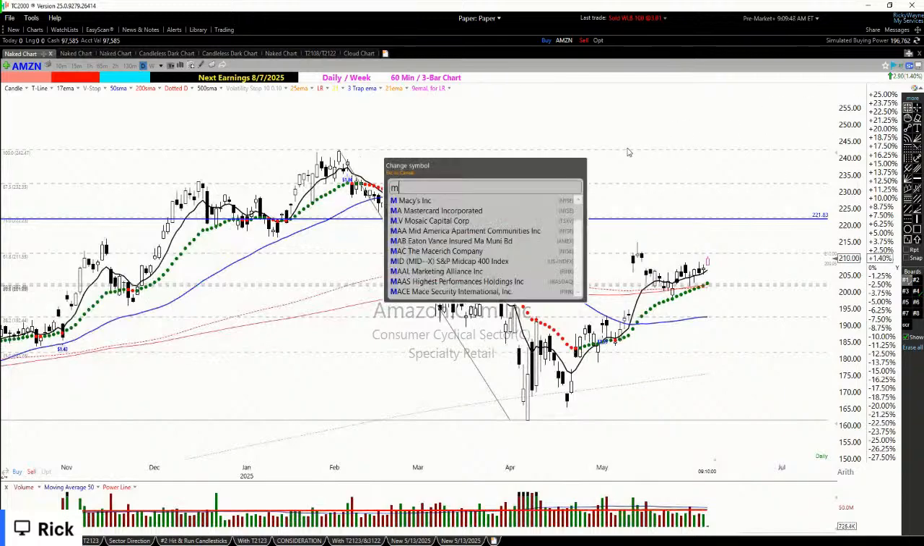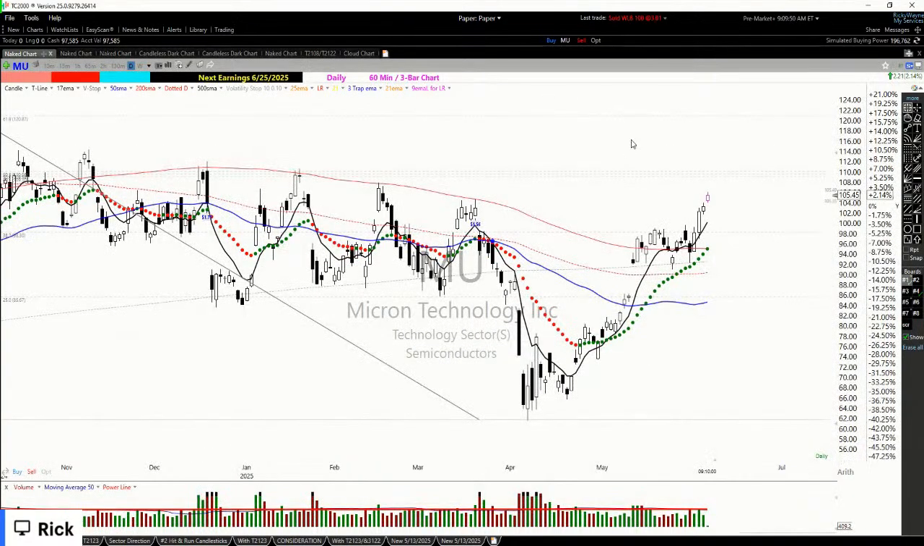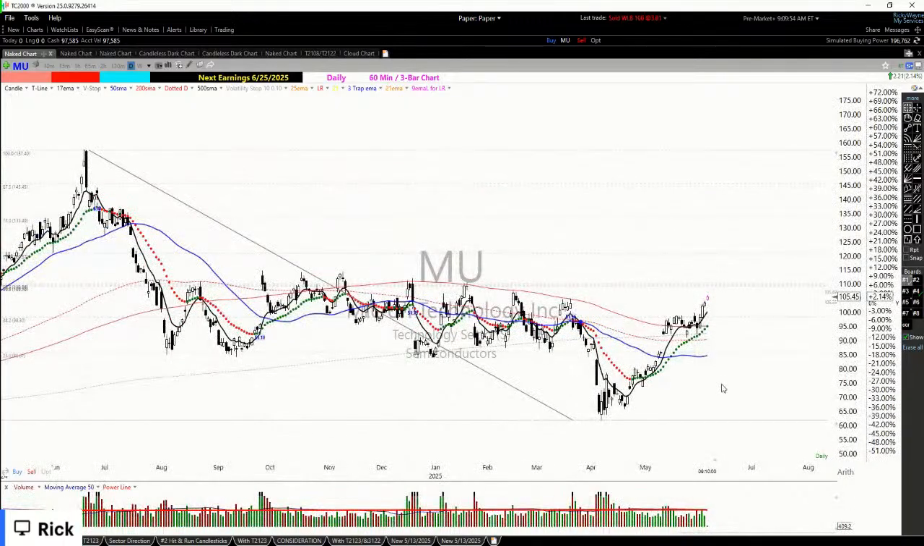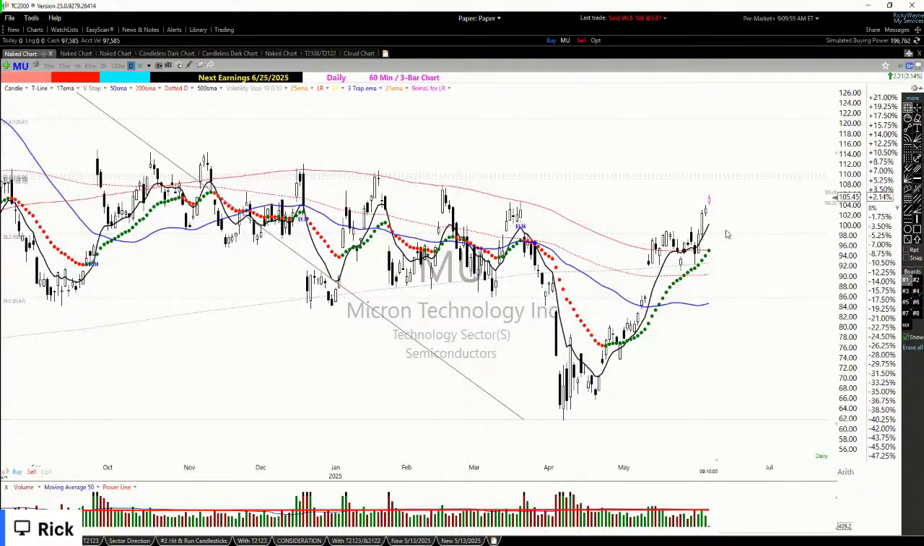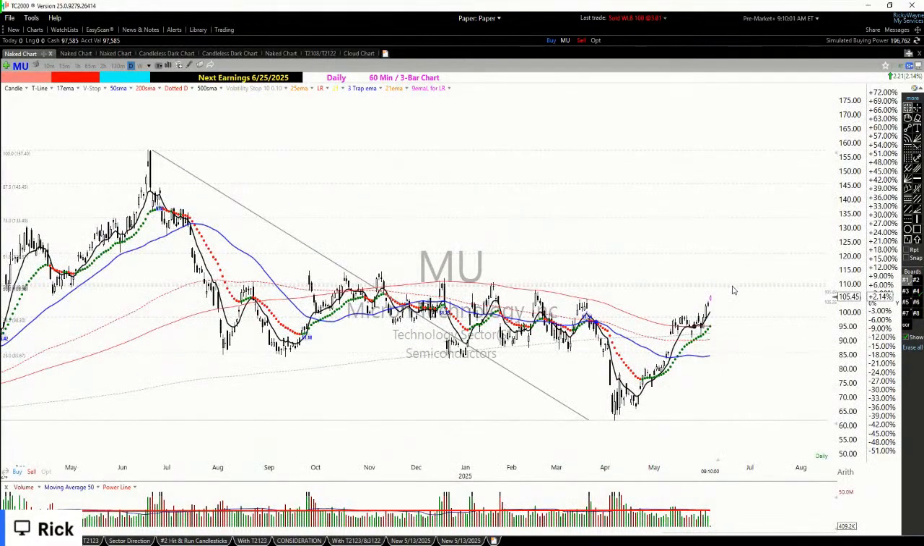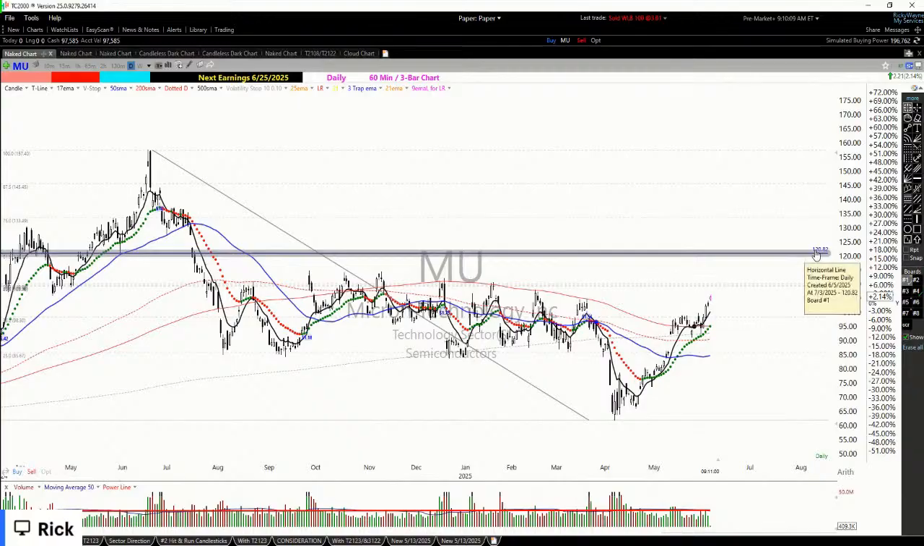Hey, Roasted, MU rocking. MU's headed to that 50% retracement. There we go, right there. We break out of the 50% retracement, then that becomes support, not a resistance or target. And then we can look at that next move up, and that's going to be around 120.